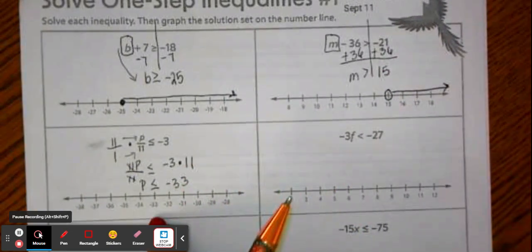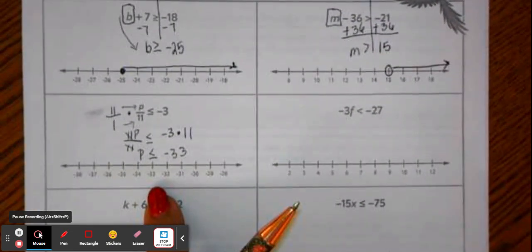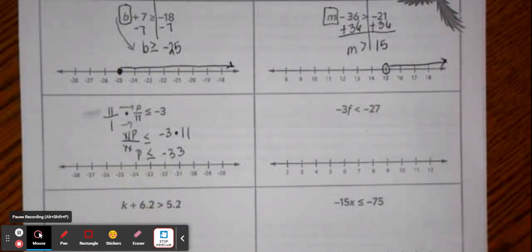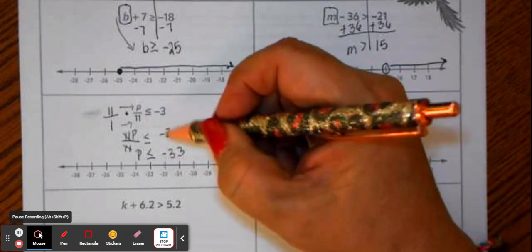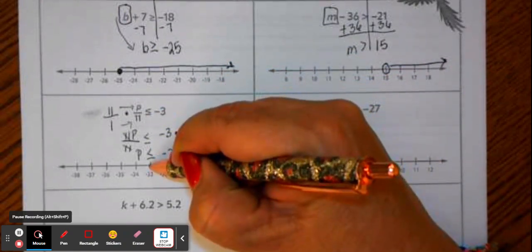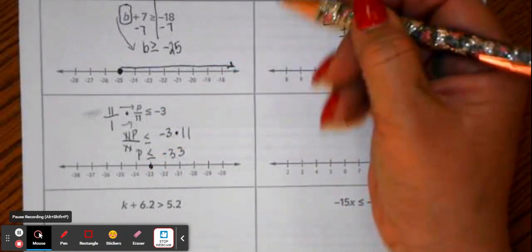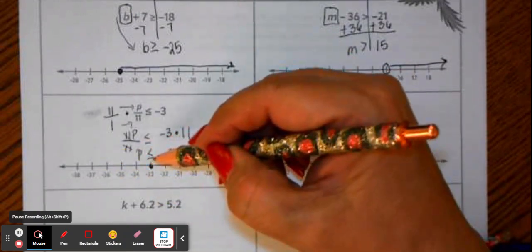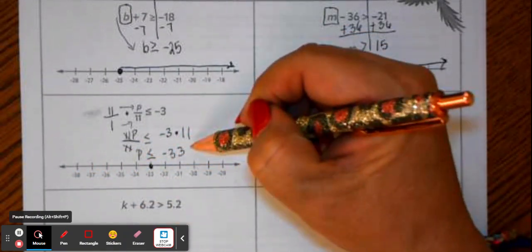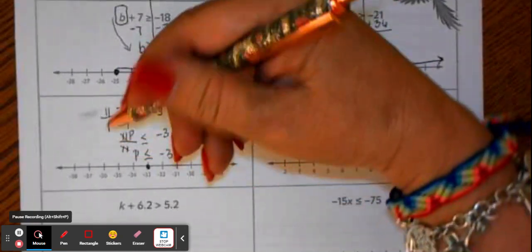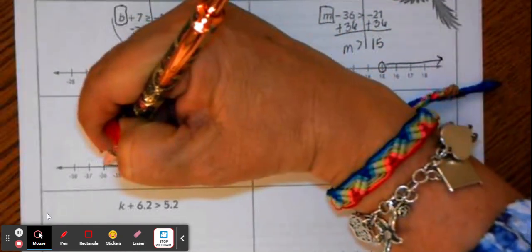Looking at my number line, is it going to be an open or closed circle? Very good. It's going to be closed because I have an equal sign, so I'm including my 33. So then it's negative 33. In what direction? Am I going left or right? p needs to be smaller than negative 33, so I'm going to the left.